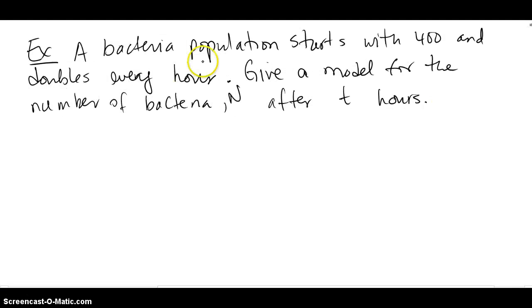Let's look at an example. It says a bacteria population starts with 400 bacteria and doubles every hour. Give a model or equation for the number of bacteria n after t hours. So since it's doubling, this tells us that it's going to be an exponential growth. And doubling means you keep multiplying by 2.